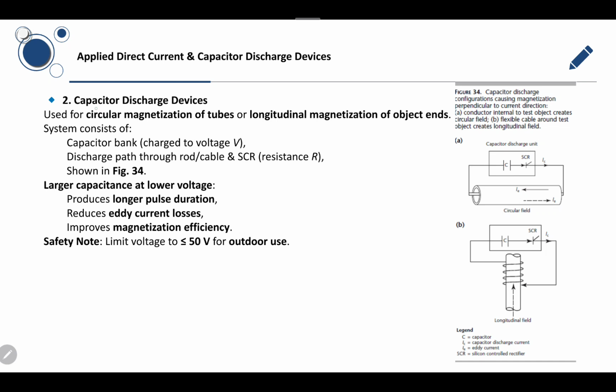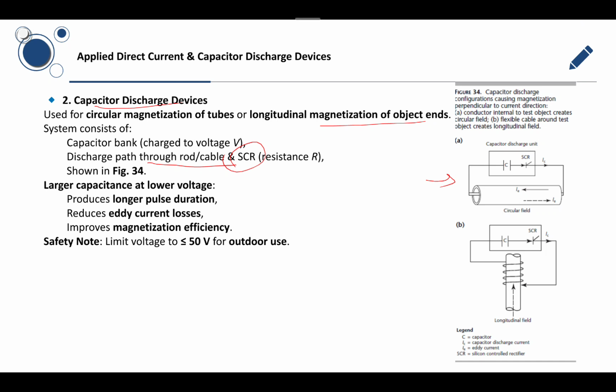So next, capacitor discharge devices. These devices are specifically used for circular magnetization of tubes or longitudinal magnetization of objects' ends. A typical system consists of a capacitor bank charged to a specific voltage and a discharge path through a rod or cable and an SCR. SCR means silicon controlled rectifier, with resistance R. This is shown in figure 34.